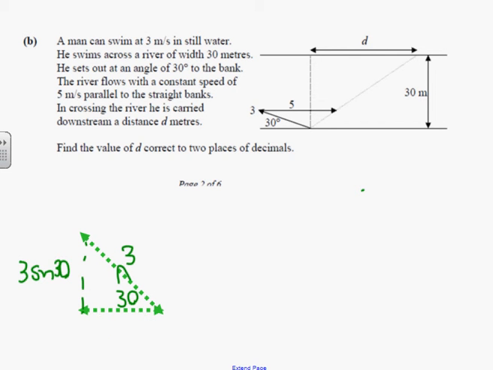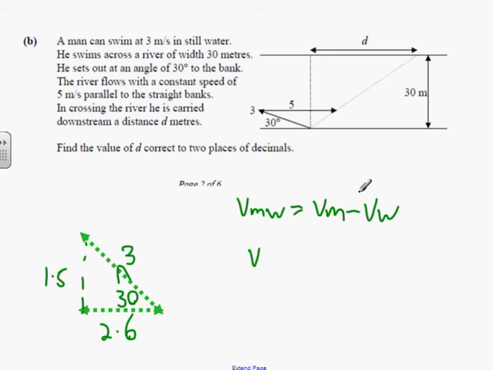Otherwise known as 1.5 and 2.6. Are we happy with that? Then what's going to happen is it's what I said earlier. Velocity of man in water equals velocity of man minus velocity of water. Okay, and therefore velocity of man, if I bring the velocity of water over the other side, velocity of man equals velocity of water plus velocity of man in water. Okay.